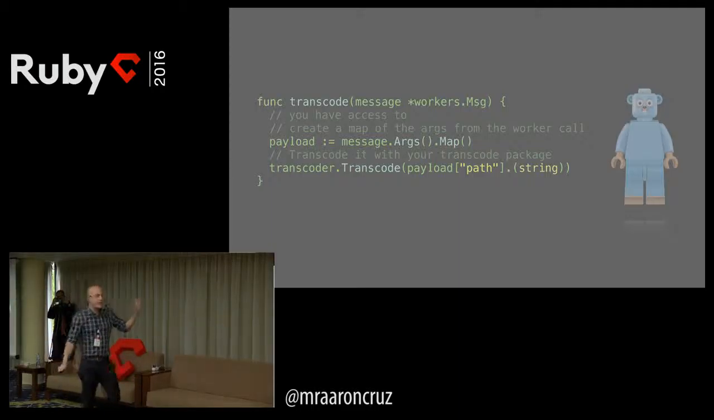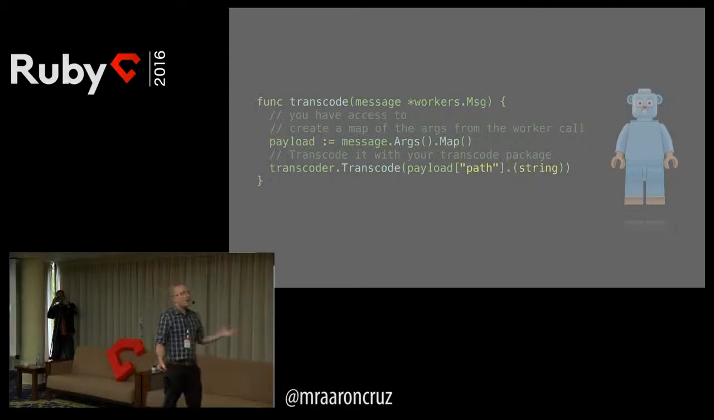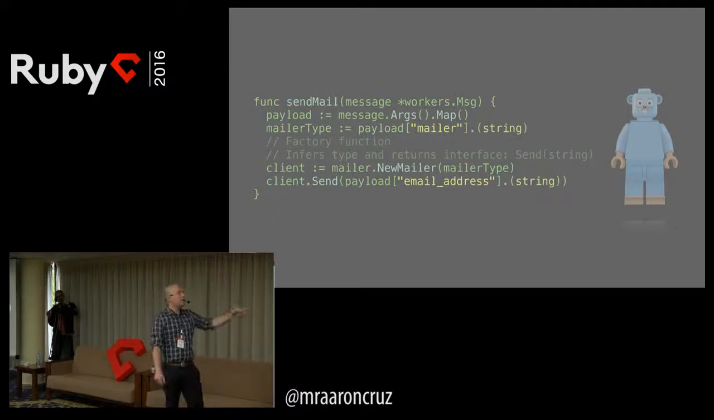Here I'll show a quick example of it. What does our system do? It sends emails and it transcodes videos. So here's our transcode worker. It does some magic stuff in the background. Here's send mail. You can see that it takes this pointer to a message, which is a worker's message. That's where you get these arguments.